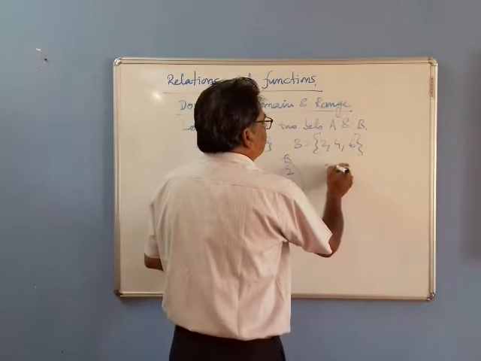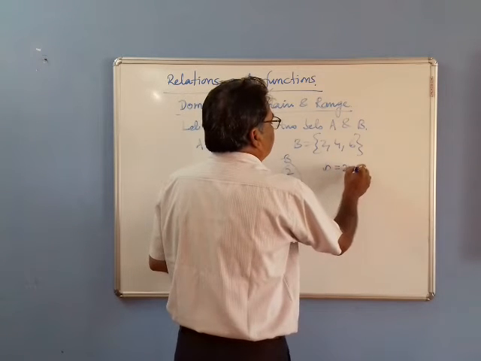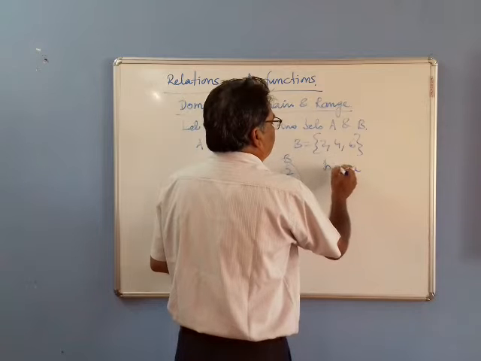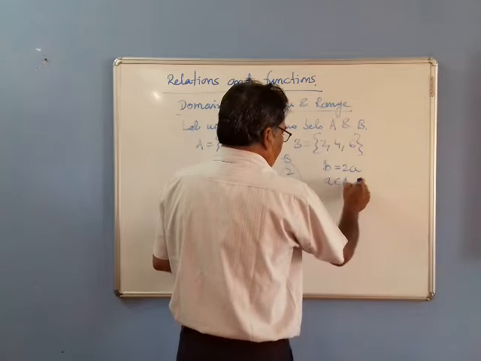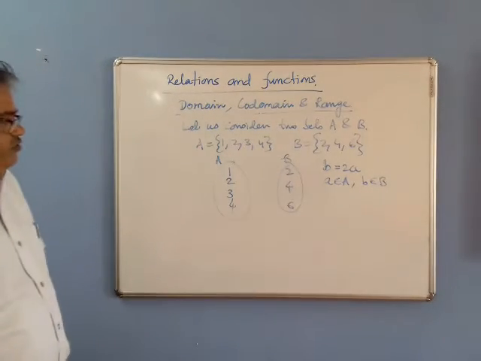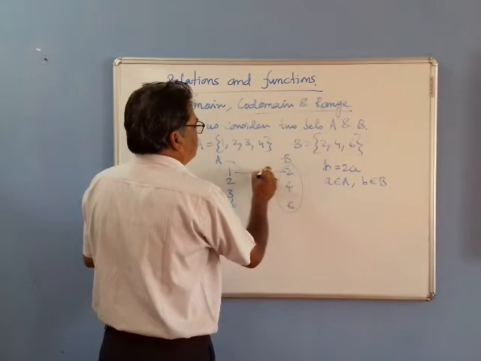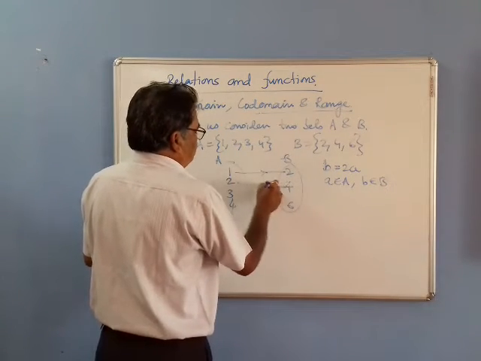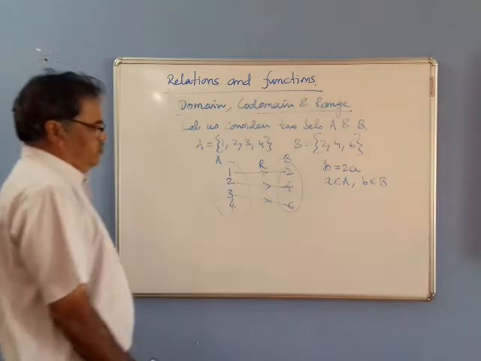Our relation is B equal to 2A. That means A belongs to capital A and B belongs to capital B. B is equal to twice A. As per this relation, we connect 1 to 2, 2 to 4 and 3 to 6. This is our relation.